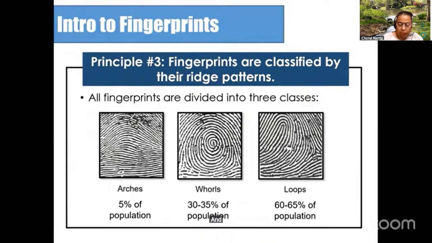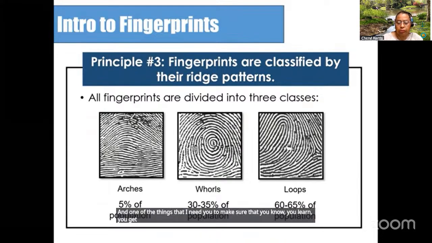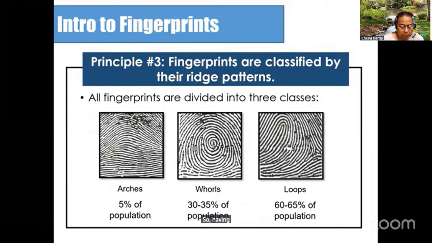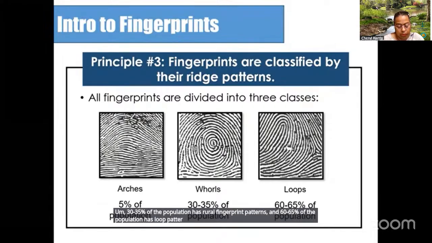One of the things that I need you to make sure that you learn, that you get down in your notes, is that roughly 5% of the population has arch fingerprints. So having arches on your fingertips is actually very rare. 30 to 35% of the population has whorl fingerprint patterns, and 60 to 65% of the population has loop patterns. So loops are the most common fingerprint pattern.